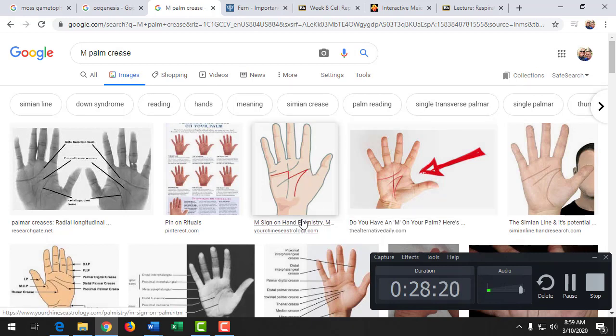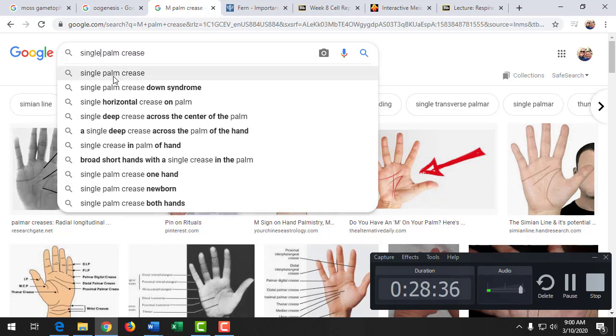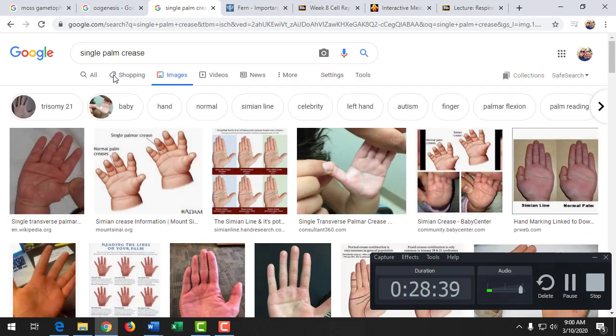Okay, that's a classic characteristic that you do not have an extra chromosome 21. So single. Now, this does not mean you have Down syndrome if you have a single palm crease, so I don't want you to go home thinking, oh my gosh. But people with Down syndrome have the single palm crease. That's a characteristic of Down syndrome. So can you see the single palm crease that comes across? There's no M. See that? Just a single palm crease.